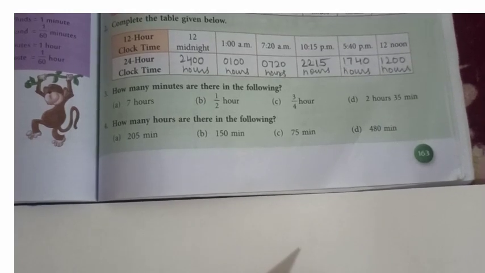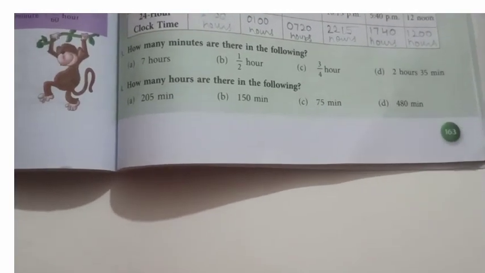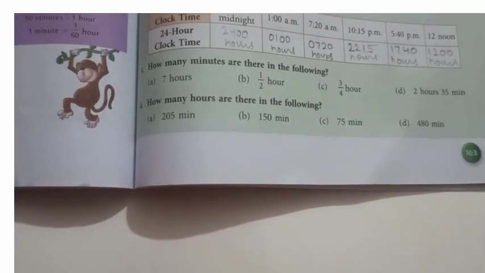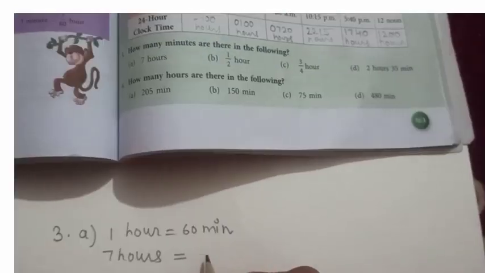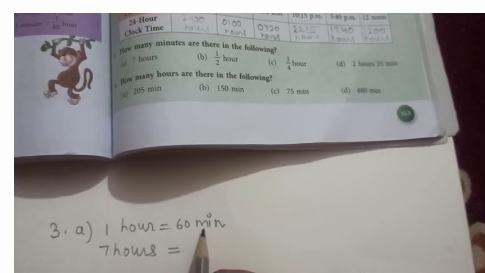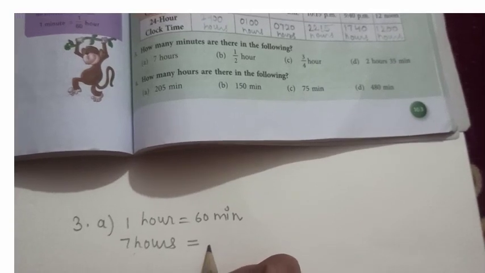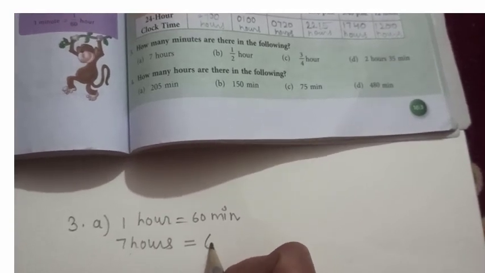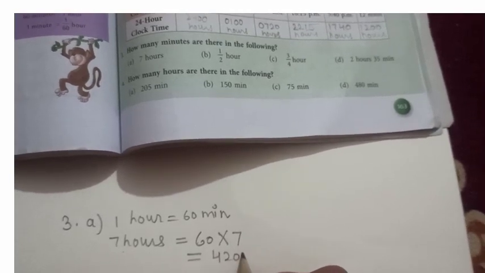So let's get started. In question number 3, you are asked how many minutes are there in the following. Okay, and we know that 1 hour is equal to 60 minutes. So you will write like this in your notebook. 1 hour is equal to 60 minutes. So 7 hours is equal to how many minutes? So you will do what? You will multiply. Okay, 60 into 7, that is 420 minutes.